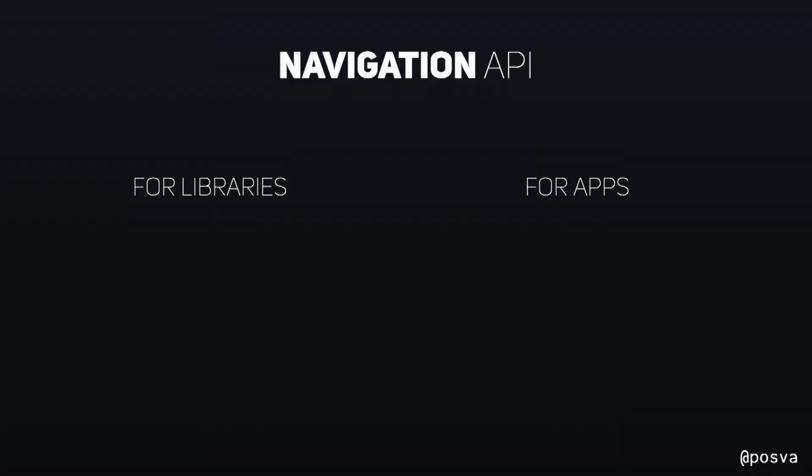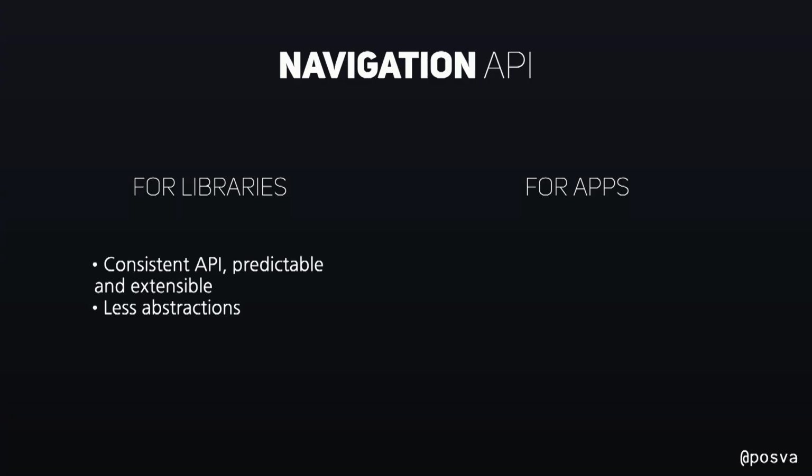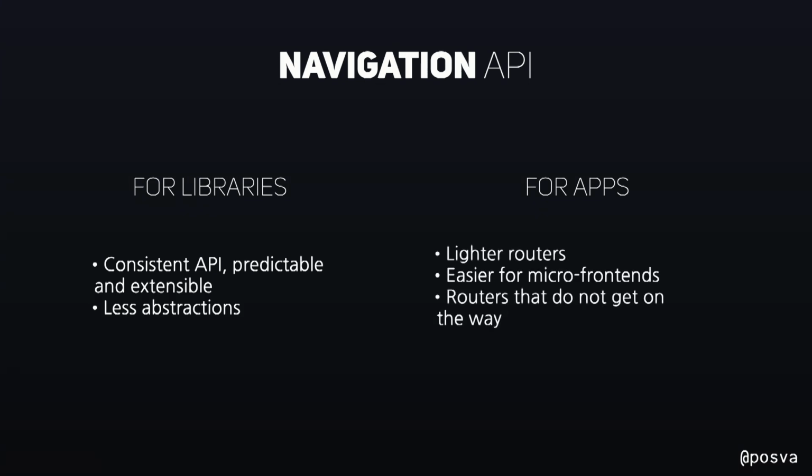What does it mean for libraries and for applications? Well, for libraries, it means that we get a consistent API that has predictable results and is extensible without having to wrap around it and create little hacks. So less abstraction as well. But for applications, it means that you have lighter routers that do not have to get around. And for those who like it, I won't judge, but you can do micro frontends. And the routers shouldn't get too much in the way.